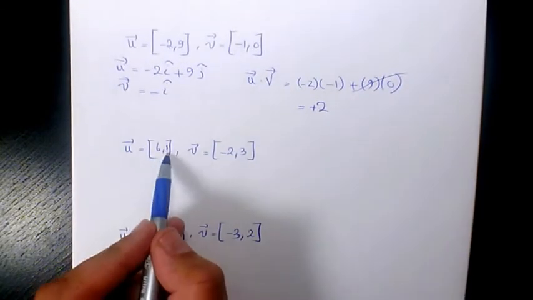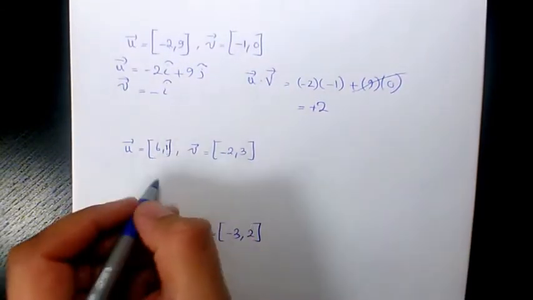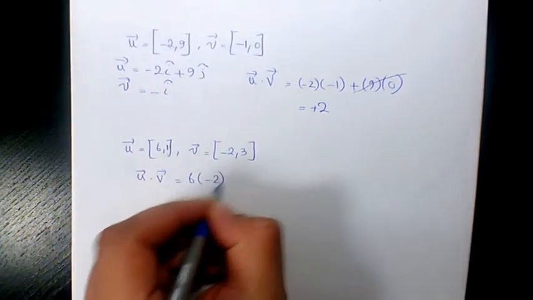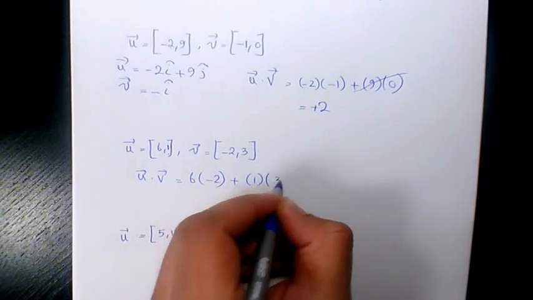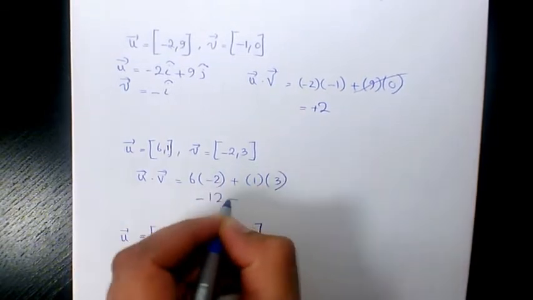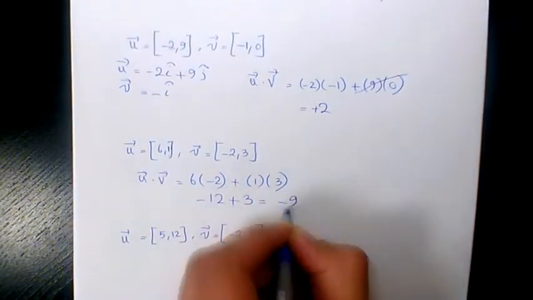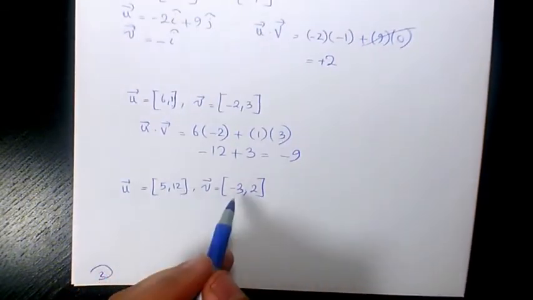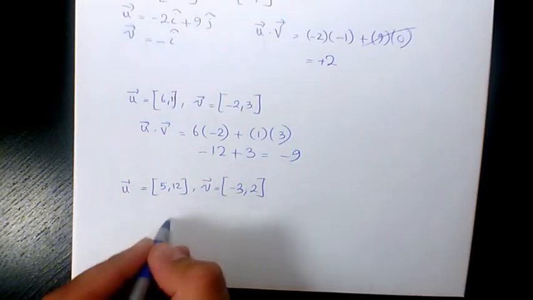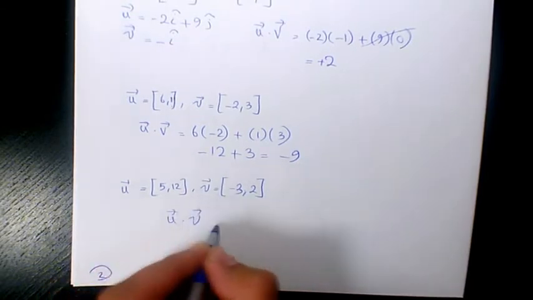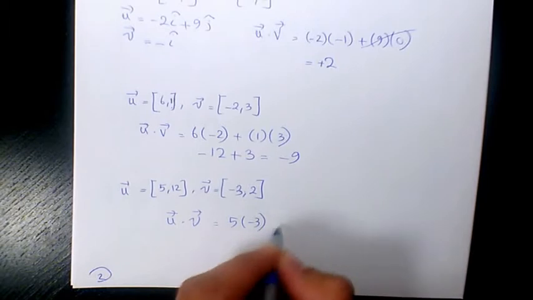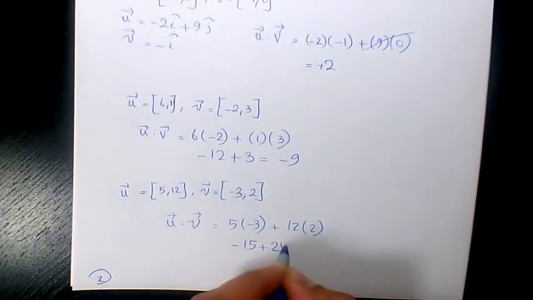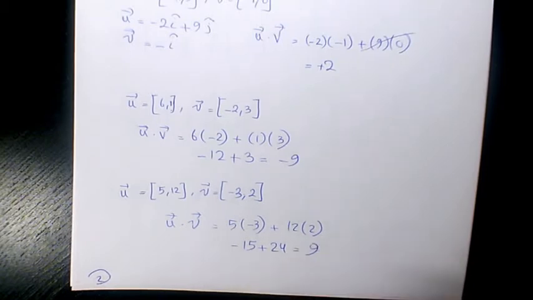Next one, we have 6 and 1, negative 2 and 3. So u dot v will be 6 times negative 2 plus 1 times 3. That will be negative 12 plus 3, that's going to be negative 9. Next one, we have 5 and 12 and negative 3 and 2. So u dot v will be 5 times negative 3 plus 12 times 2. It's going to be negative 15 plus 24. That will be 9.